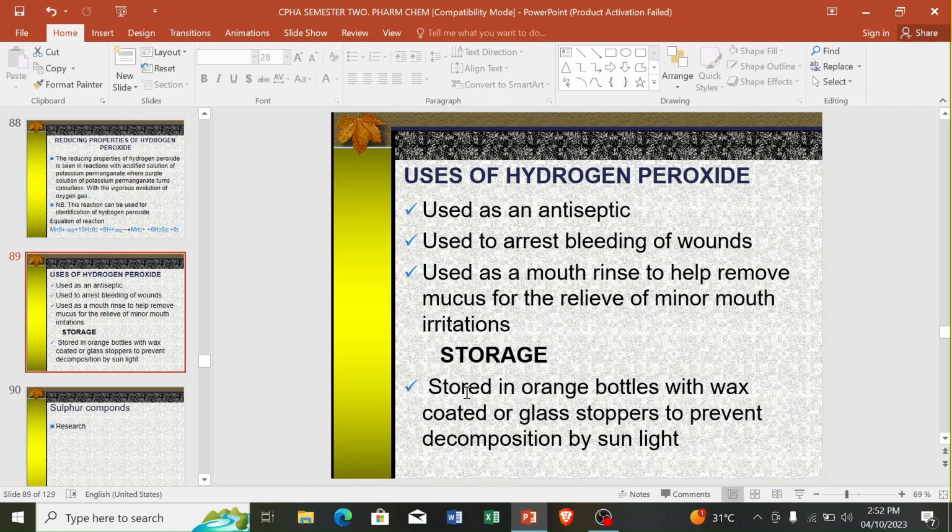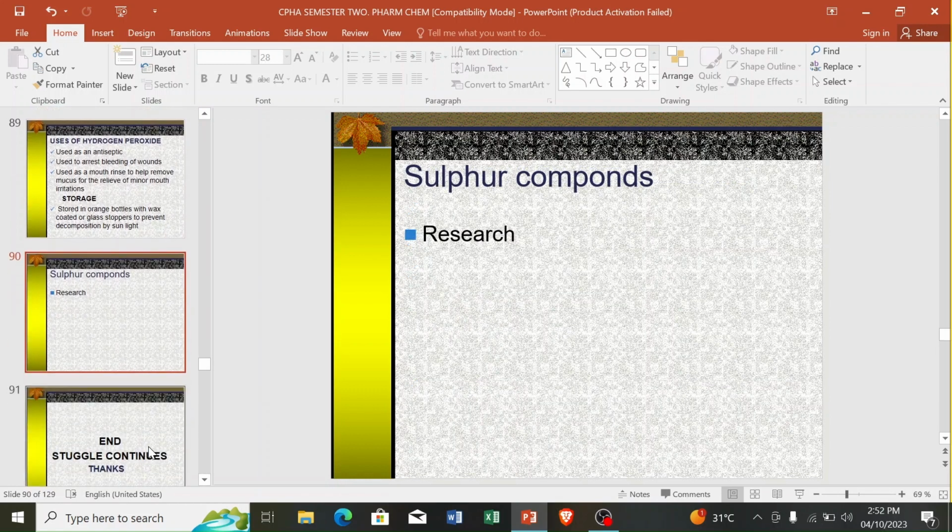Storage. How can we store hydrogen peroxide? It is stored in an orange bottle with a wax coated or a glass stopper to prevent decomposition by sunlight.